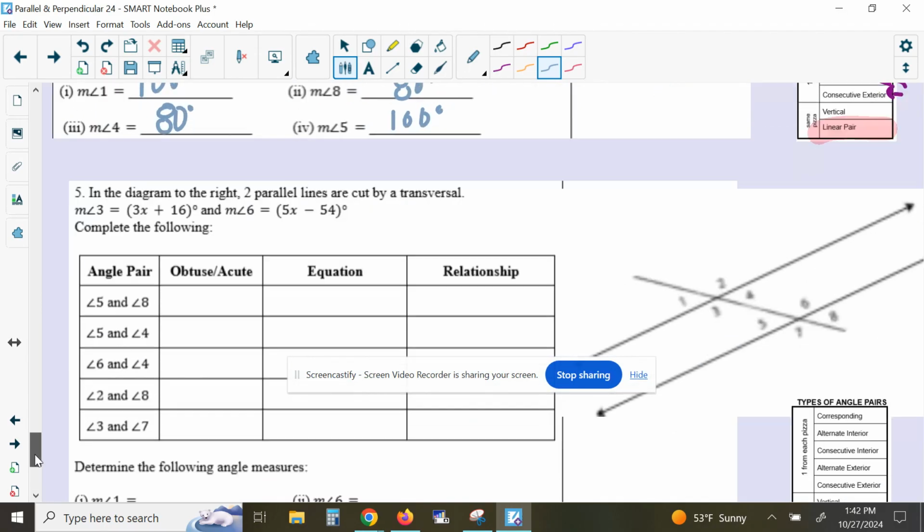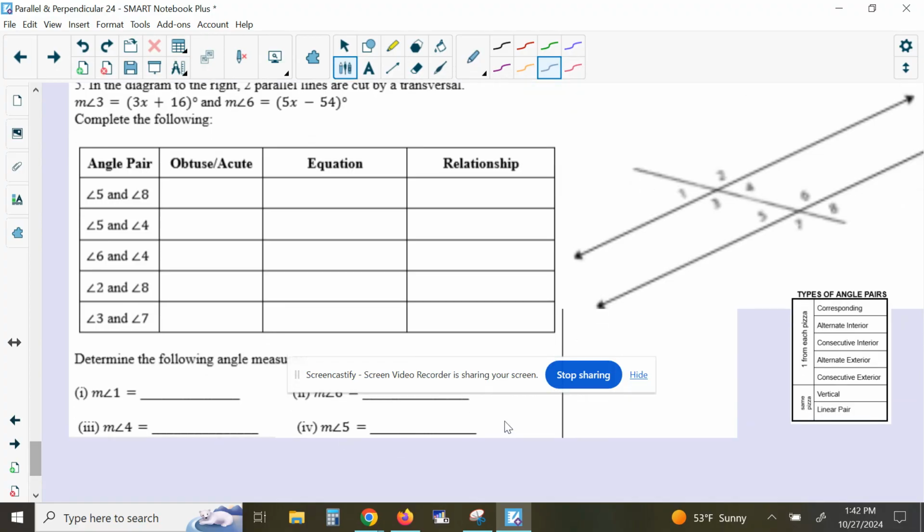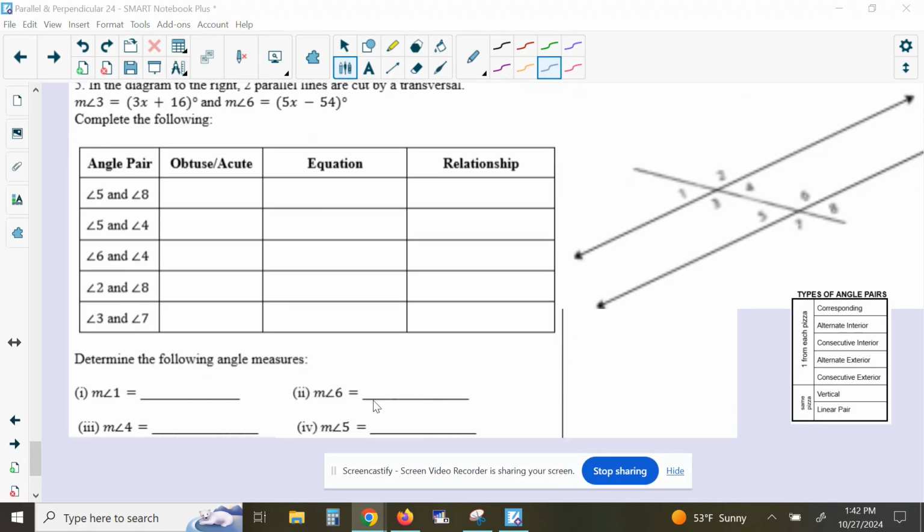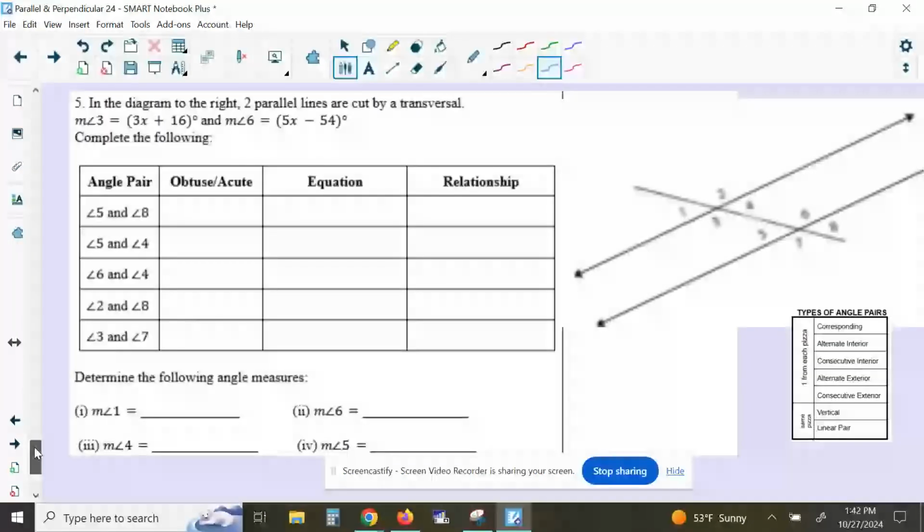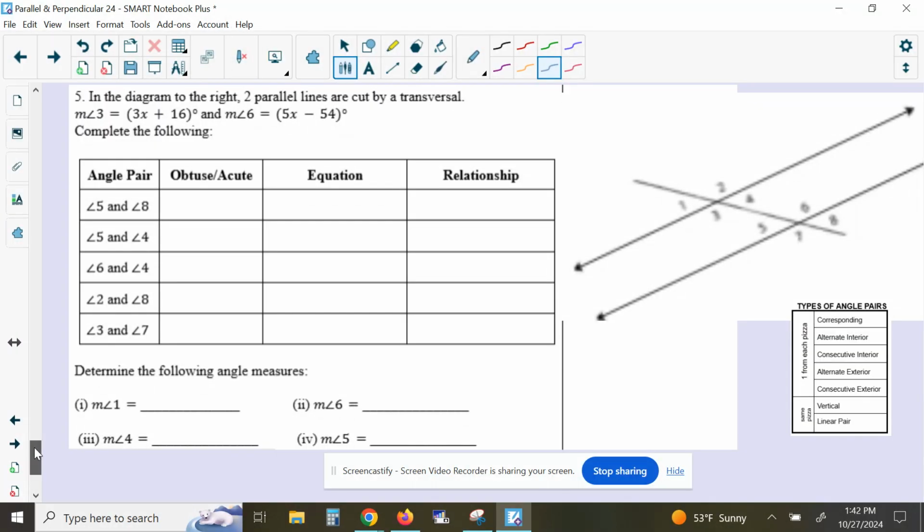We have our medium one here. So it says in the diagram at the right, we have 2 parallel lines cut by a transversal. So we do have some parallel lines, so we know lots of things are true about parallel lines.